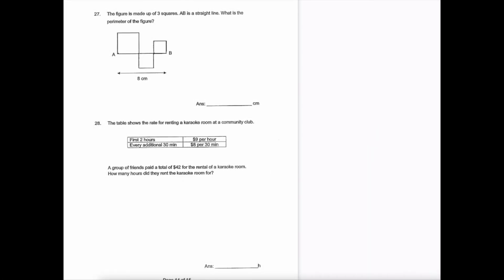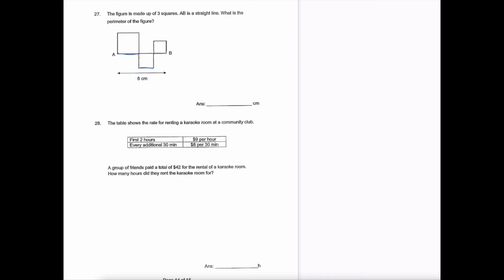Question 27. The figure is made up of 3 squares. AB is a straight line. What is the perimeter of the figure? I'm going to call them large, medium, small. So 1 large plus 1 medium plus 1 small gives you 8 cm, correct?